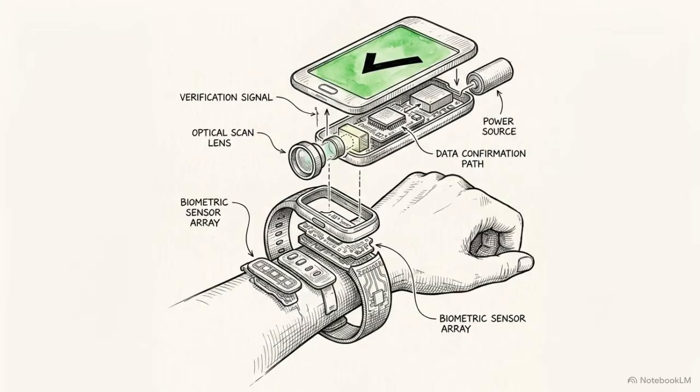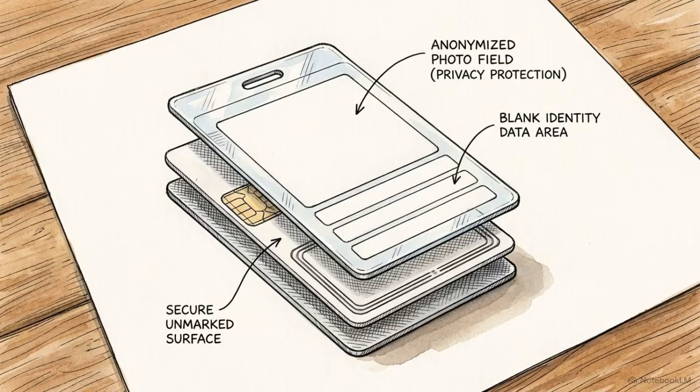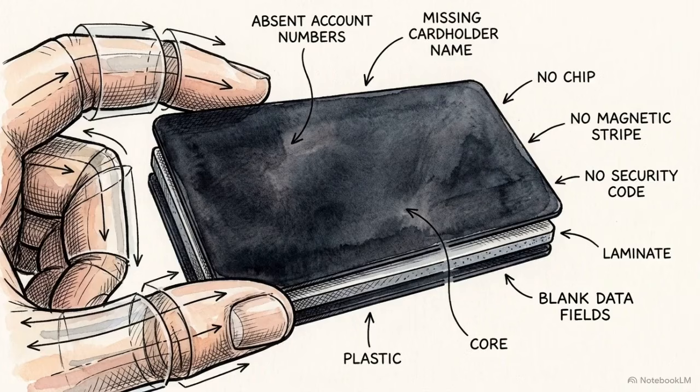Think of a digital wristband at a theater. When scanned, the screen only shows a green checkmark to prove ticket ownership. It doesn't reveal their name, their home address, or credit card number.